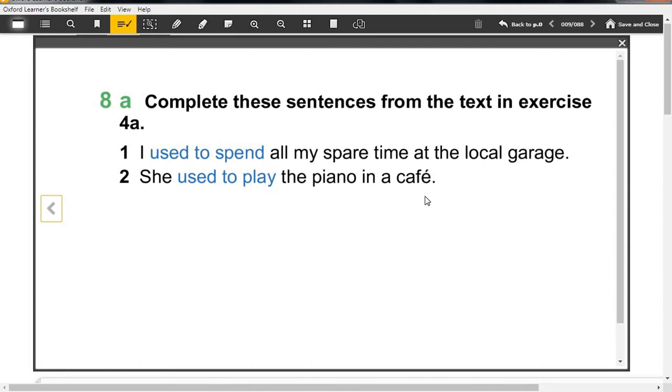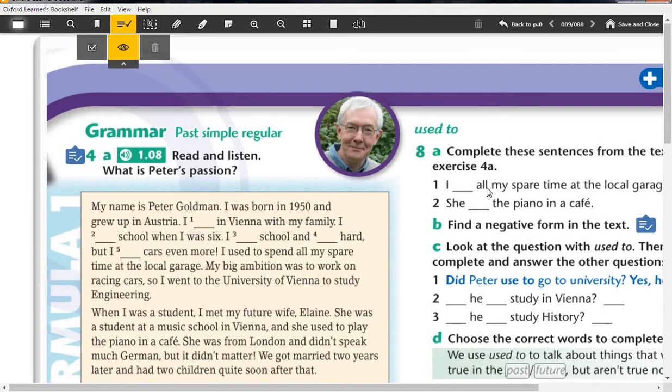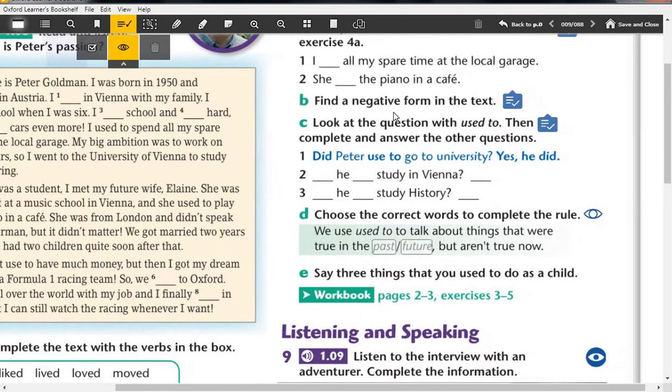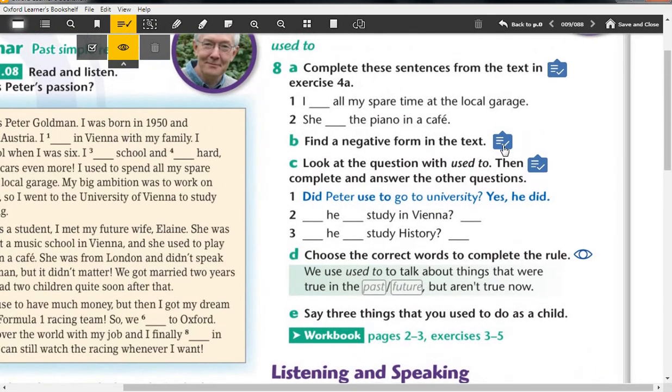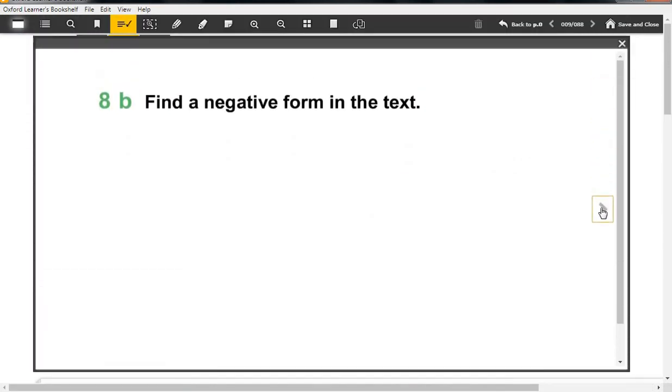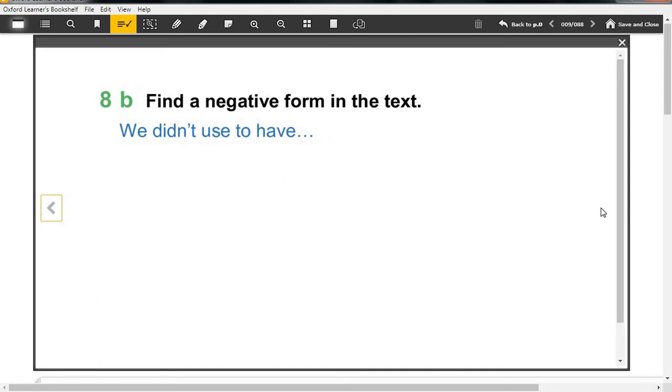She used to play the piano in the cafe. Now she isn't playing the piano. She doesn't play. Now find a negative form in the text. Let's see. We didn't used to have. This is the answer. We didn't used to have.